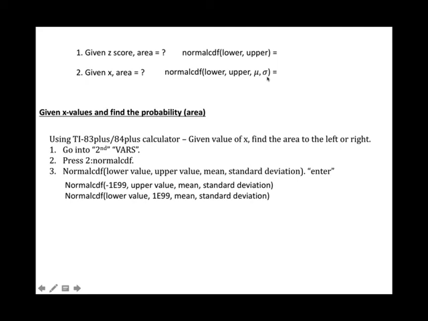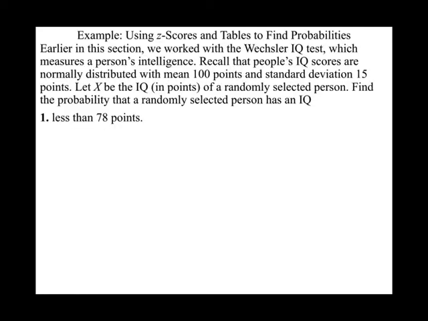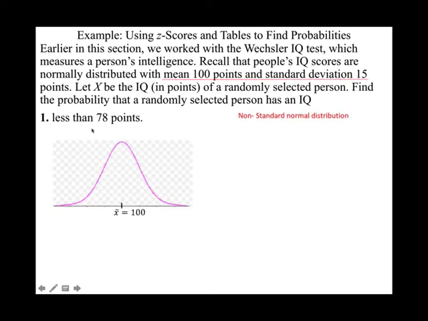Okay, try the example again. We have the same IQ test example, and we want to find the probability that a randomly selected person has an IQ score less than 78 points. So draw the picture here. We're looking for the area to the left.